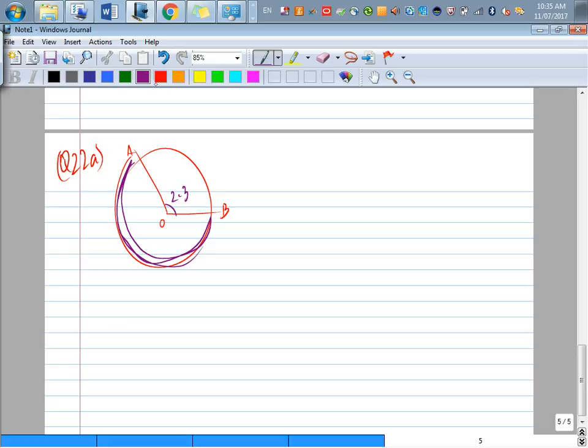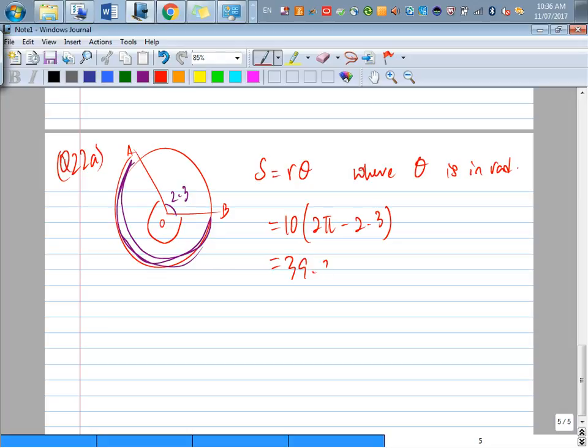Okay, so your arc length s equals r theta, where theta is in radians. Now, we want the major arc of AB, so I need to know this angle in radian, which is given by 2 pi minus 2.3. So radius we know is 10 times (2 pi minus 2.3). You just work this out, you should get 39.831. Round it off to 39.8 centimeters.